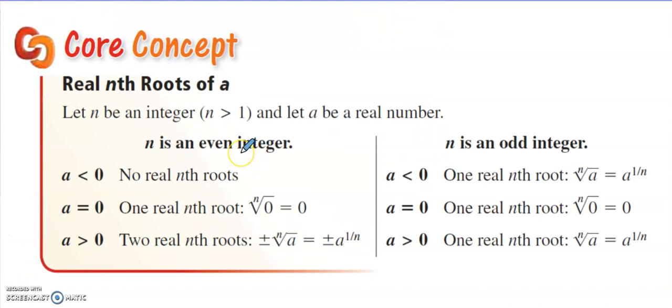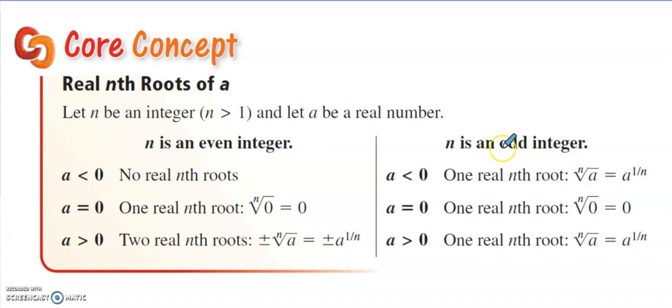So what this slide is telling us is something that we already know for the most part. So don't let this overwhelm you. If we have an even integer as an index, so think about what that means. That means like square root, right? We've dealt a lot with square roots so far this year. So if I take a square root of both sides of an equation, remember I always need to do plus or minus. That's what this is telling us here.